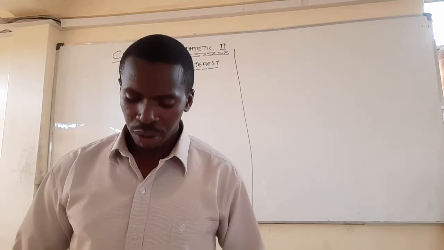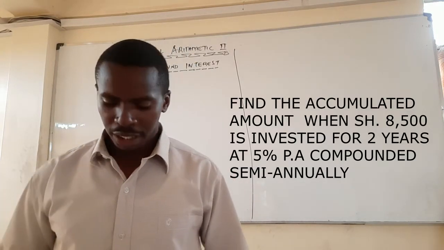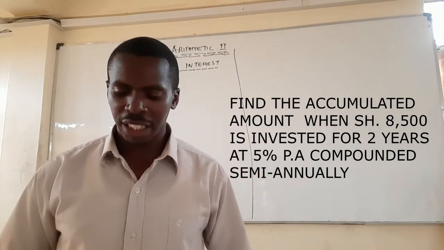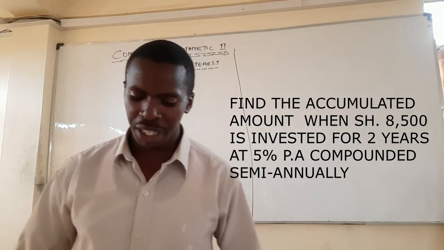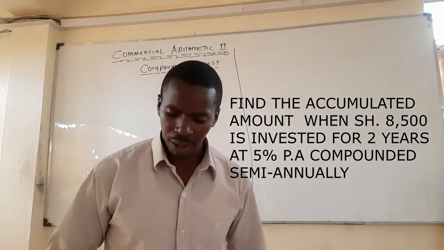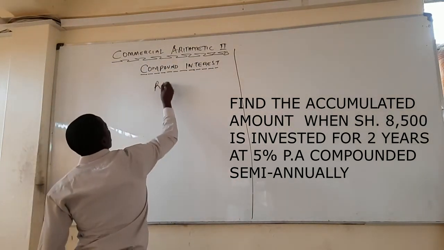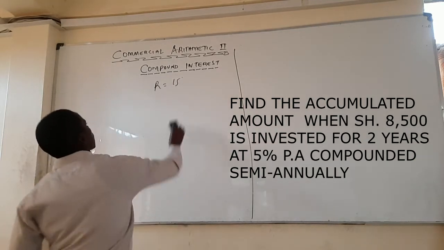Let's have example 2. Example 2 reads: find the accumulated amount when 8,500 shillings is invested for 2 years at 5% per annum, compounded semi-annually. It's a good question. So we have the rate given as 5% per annum.